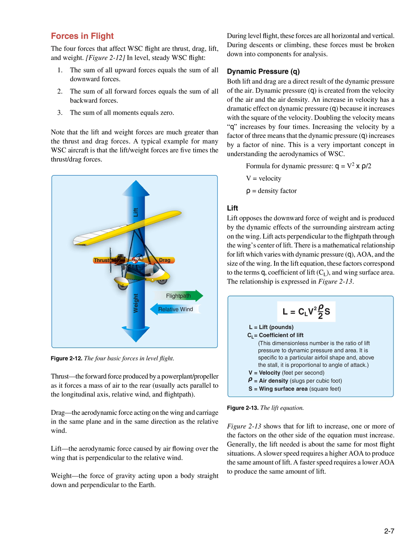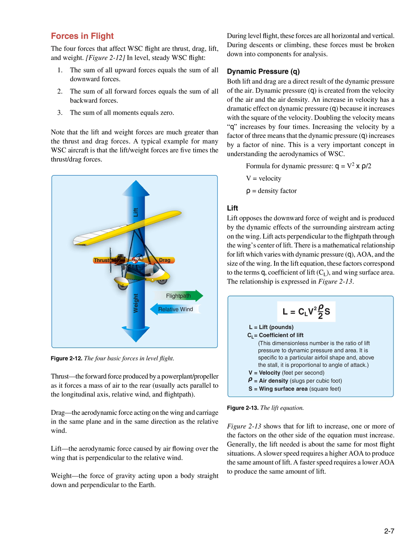Dynamic pressure Q. Both lift and drag are a direct result of the dynamic pressure of the air. Dynamic pressure Q is created from the velocity of the air and the air density. An increase in velocity has a dramatic effect on dynamic pressure Q, because it increases with the square of the velocity. Doubling the velocity means Q increases by 4 times. Increasing the velocity by a factor of 3 means that the dynamic pressure Q increases by a factor of 9. This is a very important concept in understanding the aerodynamics of WSC. Formula for dynamic pressure: Q equals V squared times rho over 2, where V equals velocity and rho equals density.